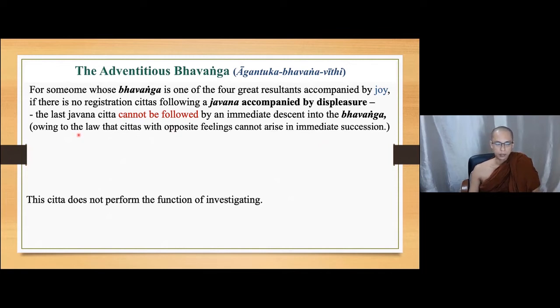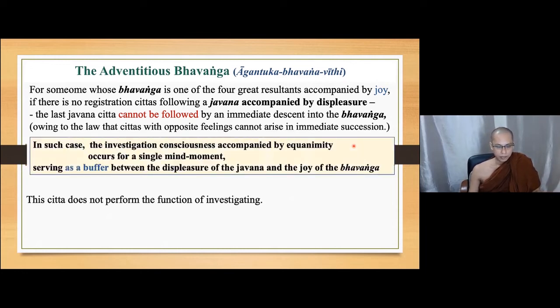This is the law: owing to the law, chitta with opposite feeling cannot arise in immediate succession. So here, I said the investigating consciousness accompanied by equanimity arises as the adventitious bhavanga, but it is not the normal bhavanga, because the normal bhavanga apprehends the same object as the patisandhi. So patisandhi, bhavanga, and chuti have the same object. Here, although it is called bhavanga, the adventitious bhavanga does not take the same object as the patisandhi and chuti. That's why it is not the normal, original bhavanga, or in other words, the root bhavanga.